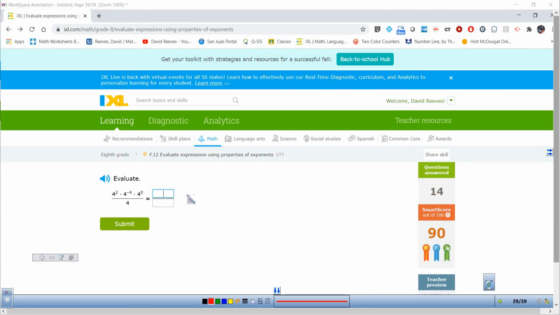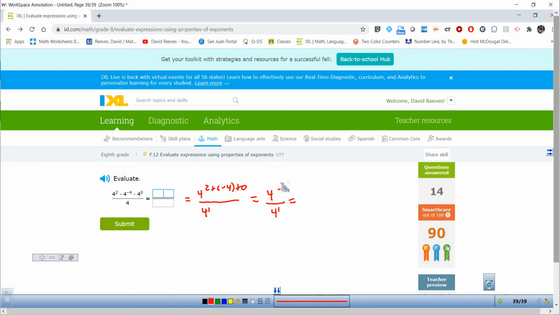All right. So we've got the top and we've got the bottom. On the top, we have 4 to the 2 plus -4 plus 0. And on the bottom, we have 4 to the first, right? Even though there's not an exponent there, it's a 1, because if it were 0, we'd have to put a 0. So on the top, 2 plus -4 is -2 plus 0 is -2. 4 to the -2 over 4 to the first.